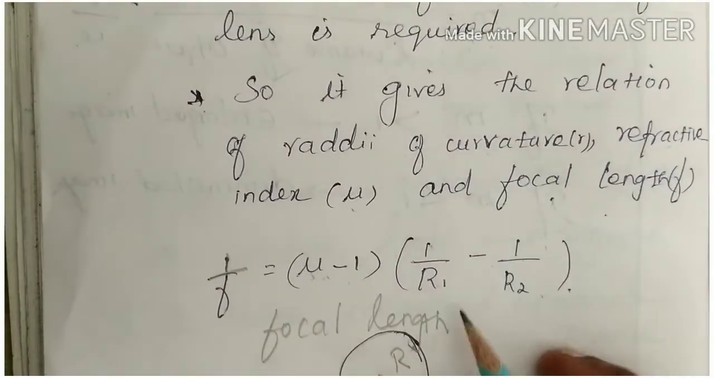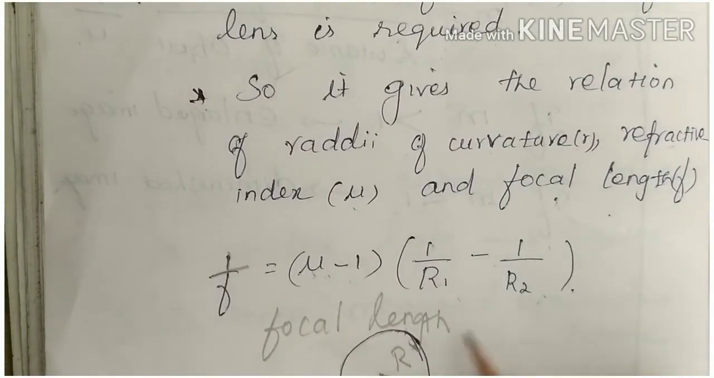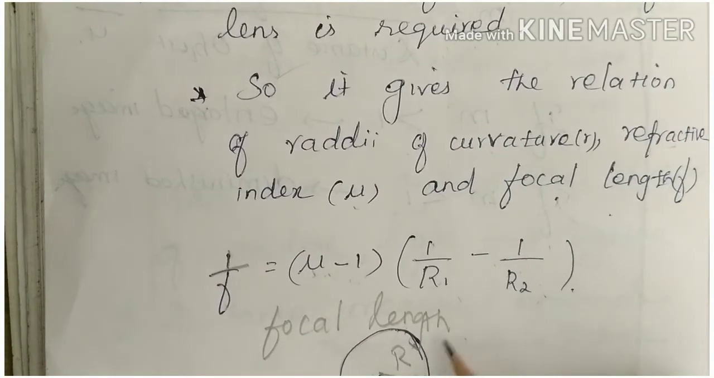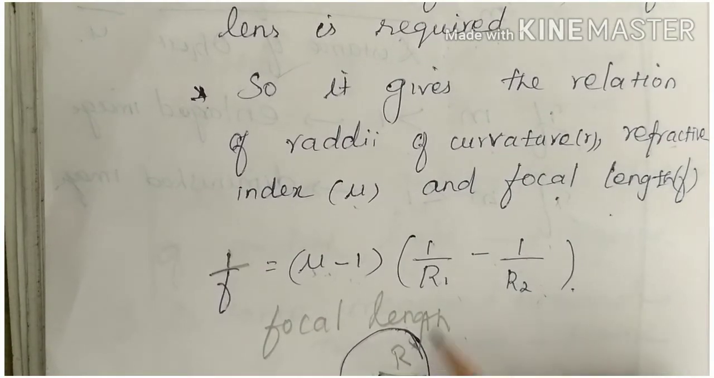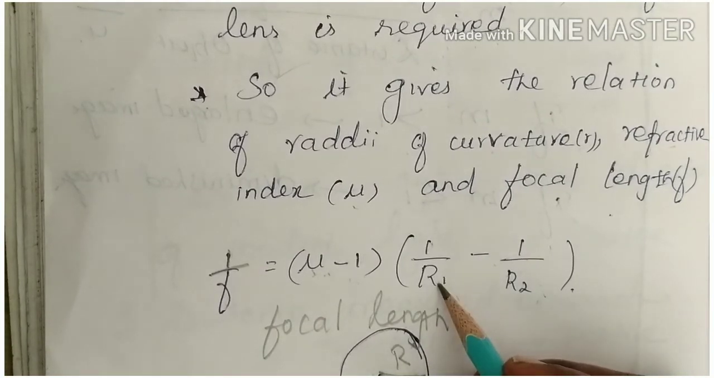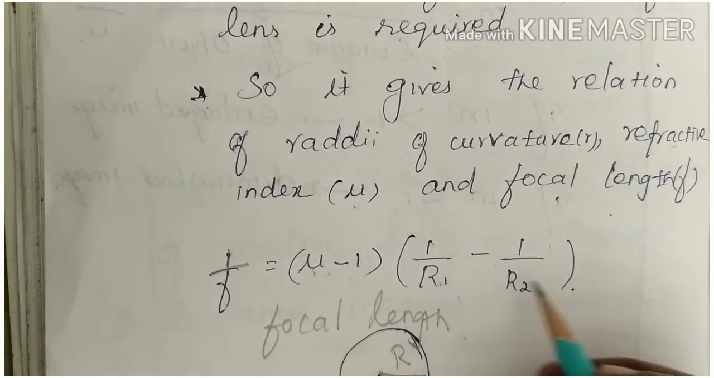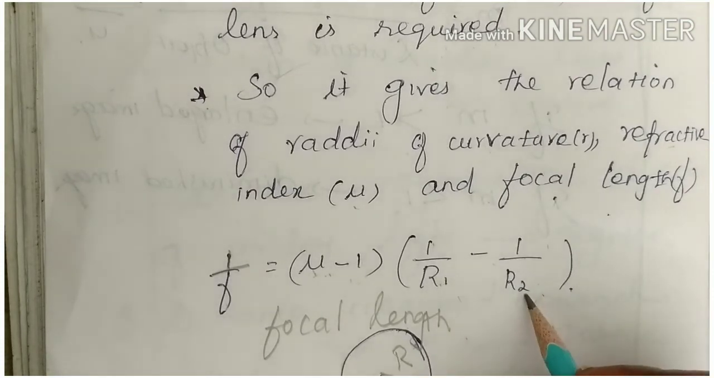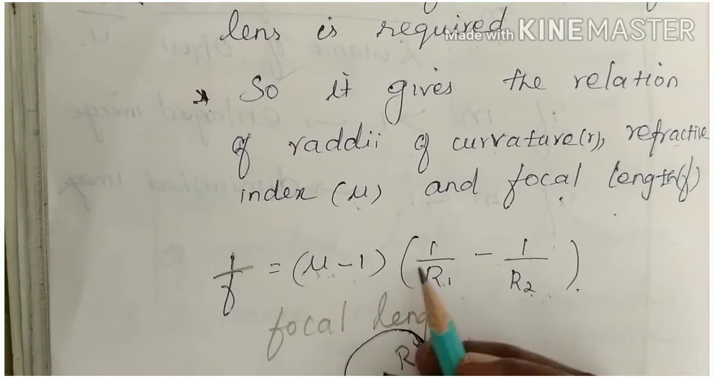And r1 and r2 are the radii of curvature of the two sides. There are two spherical surfaces now. For one surface let us take r1 as the radius of curvature, and for the other surface it is r2. This is the lens maker's formula.